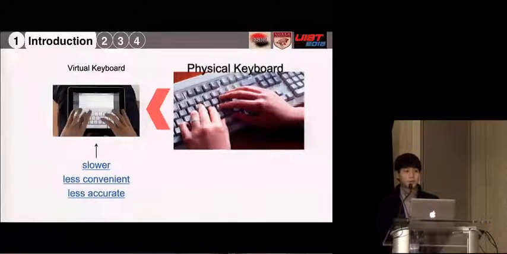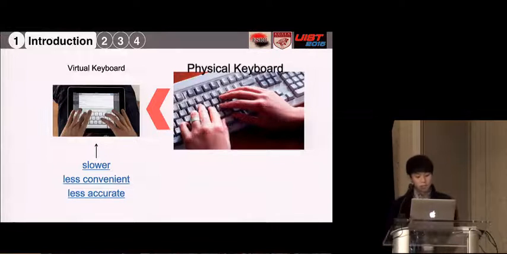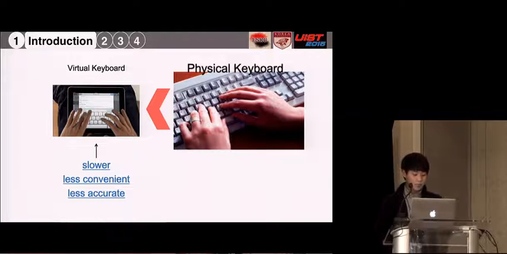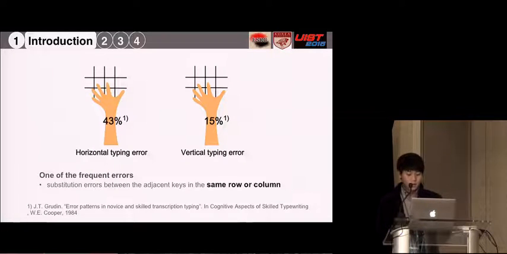As the number of touchscreen devices increases, virtual keyboards have become more common these days. However, the current virtual keyboards are slower, less convenient, and less accurate than the physical keyboard. One of those reasons is that users often unintentionally enter the adjacent keys in the same row or column.